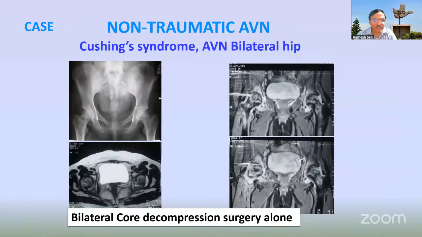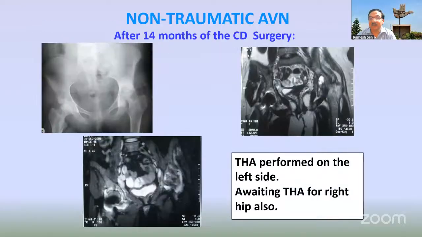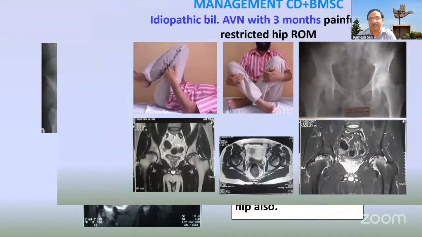Now this was a case again in that very time. You can see it was in 2005. I did a core decompression. You can see the X-rays. You can see the MRI picture. Did a core decompression, but I did not add anything. And within, you can say, 14 months, one hip had totally collapsed. The other was also at the collapsing stage, requiring THR.